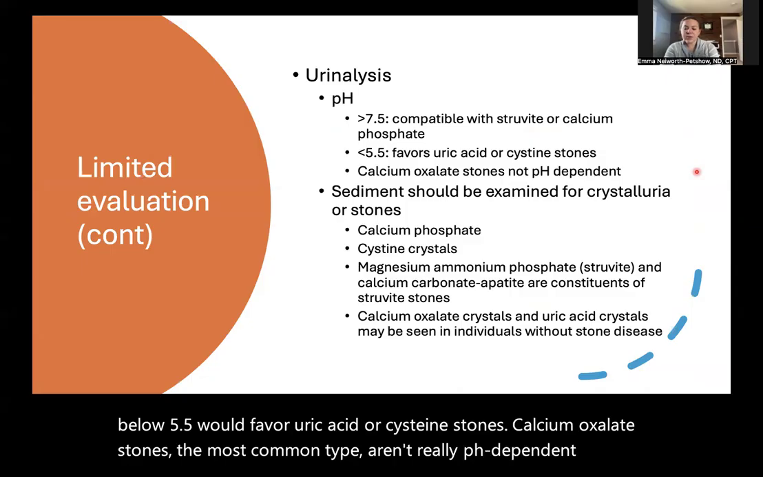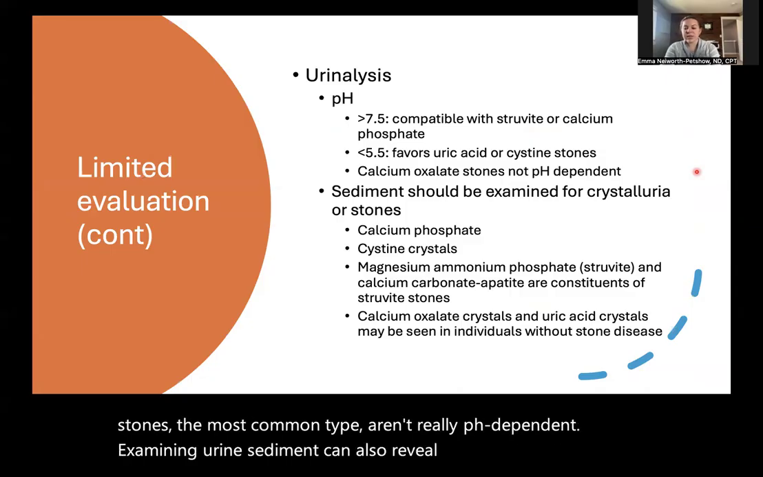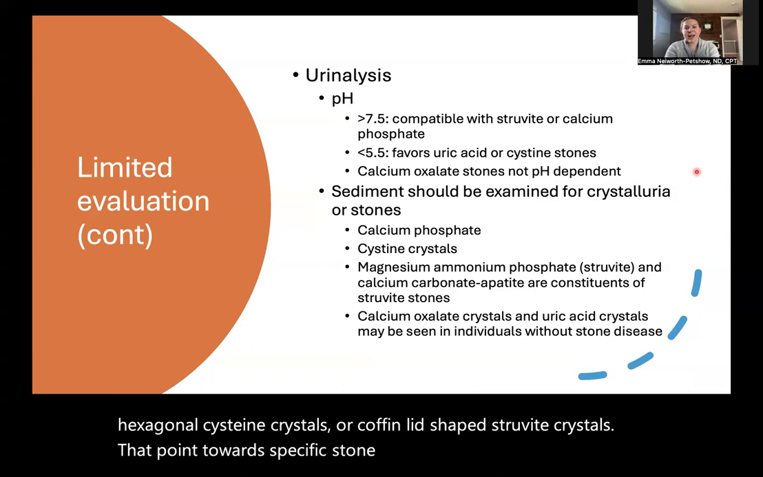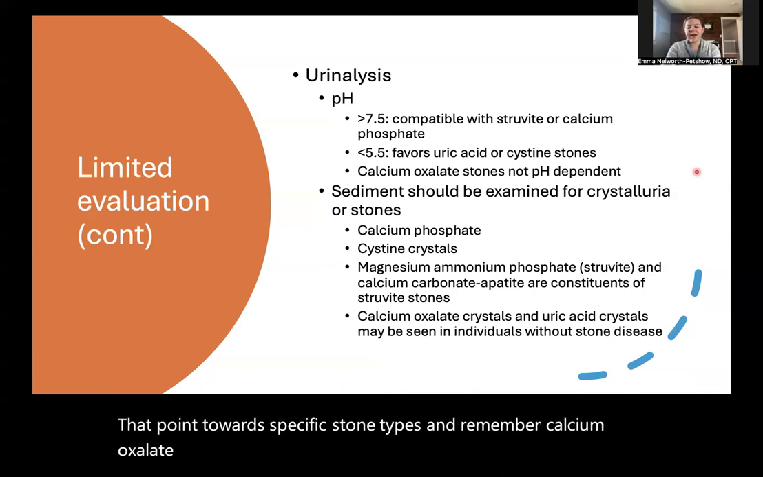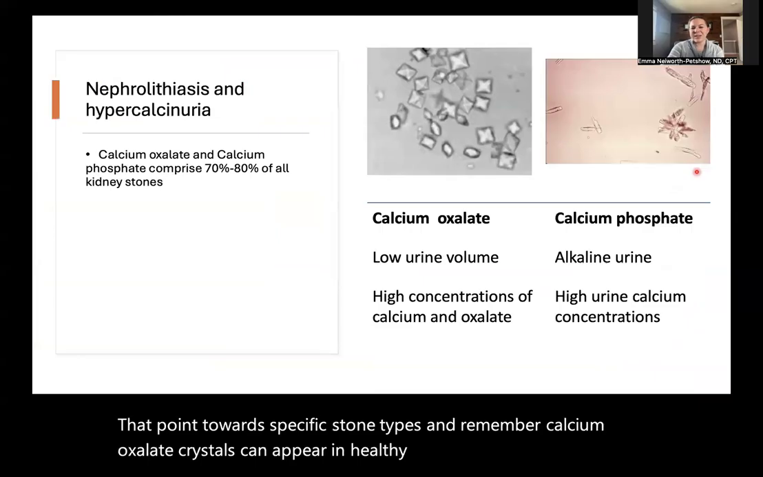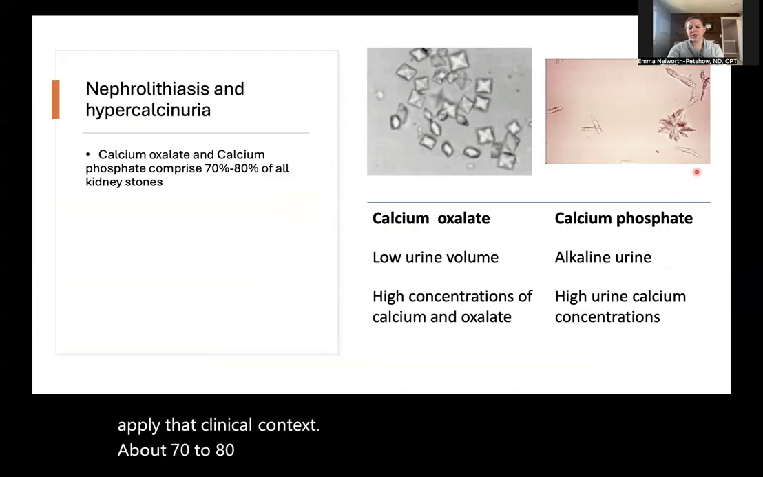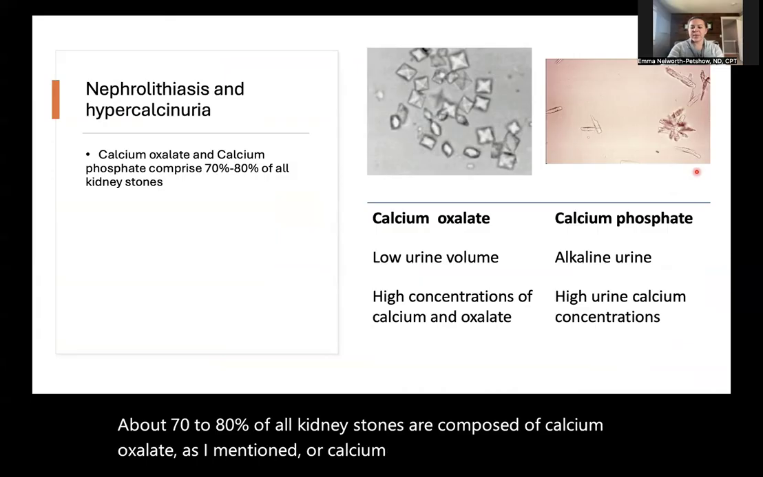Examining urine sediment can also reveal specific crystals, hexagonal cysteine crystals, or coffin lid shaped struvite crystals that point towards specific stone types. And remember, calcium oxalate crystals can appear in healthy individuals, so we need to apply that clinical context. About 70 to 80% of all kidney stones are composed of calcium oxalate, as I mentioned, or calcium phosphate.